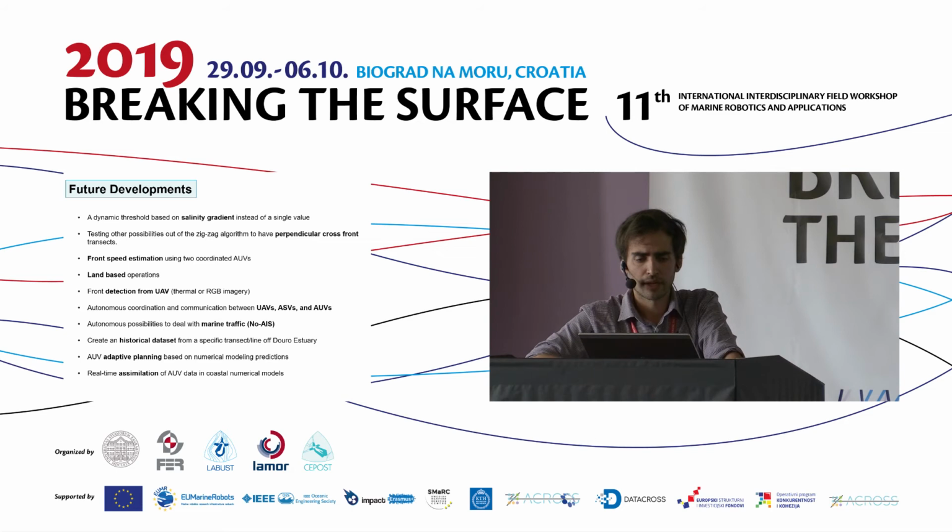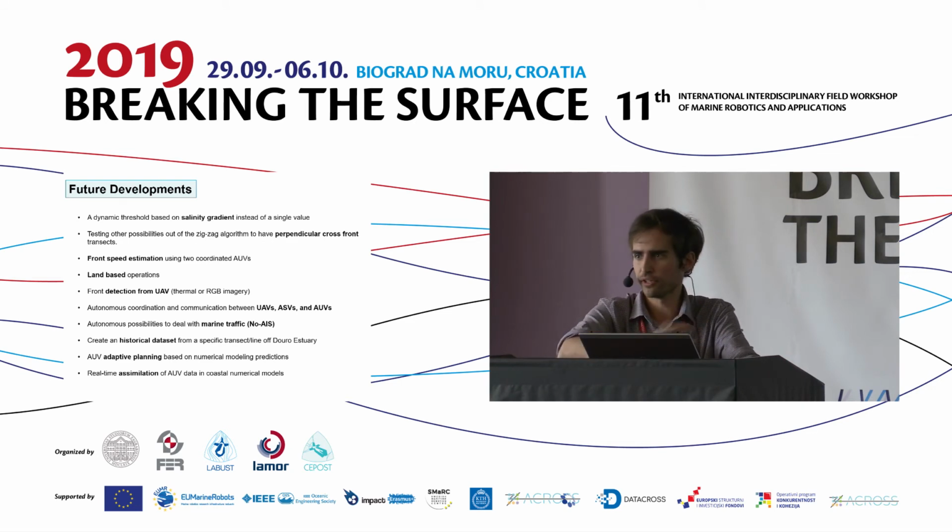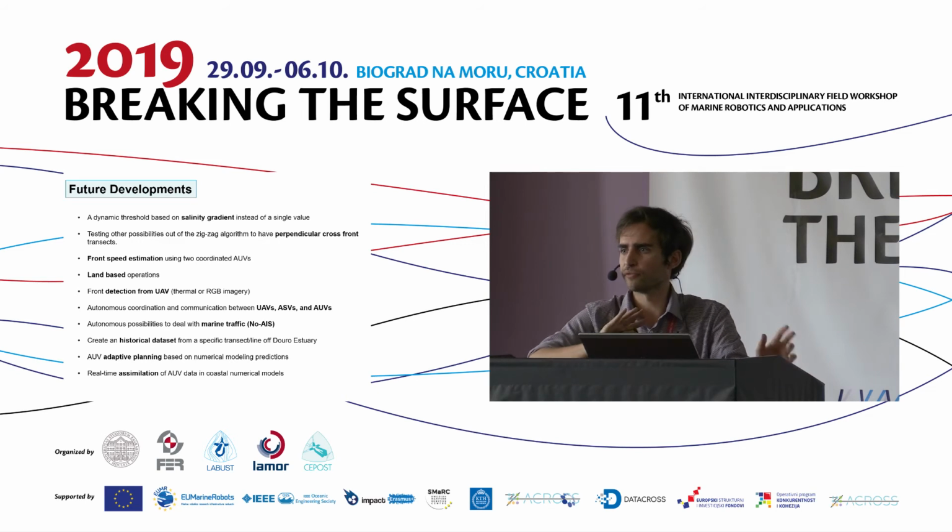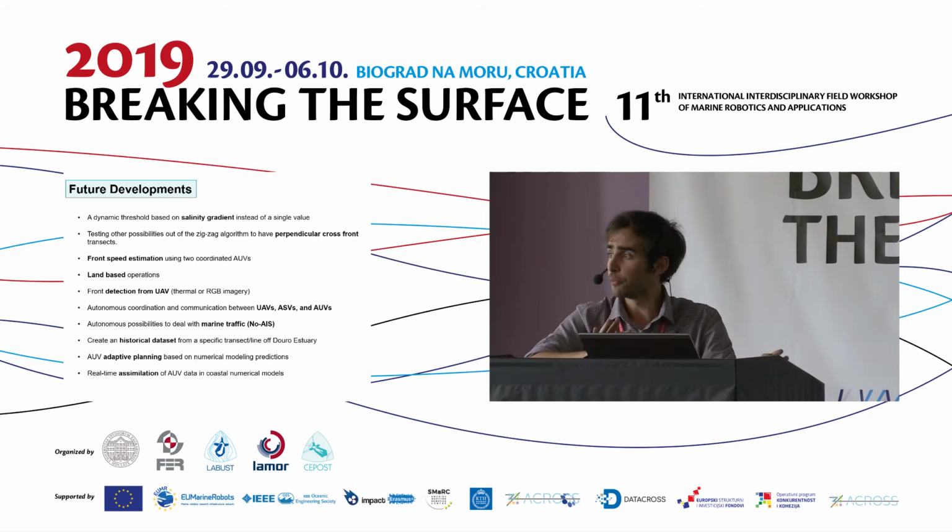of a single value. Testing other possibilities besides the zigzag algorithm to have more orthogonal cross-frontal transects. We can do some frontal speed estimation using two coordinated AUVs without any fancy sensor, just CTDs. So we want to use cheap AUVs. These are kind of risky small projects, so no money for that. So just use an AUV with the CTD and estimate the speed of the front using that.